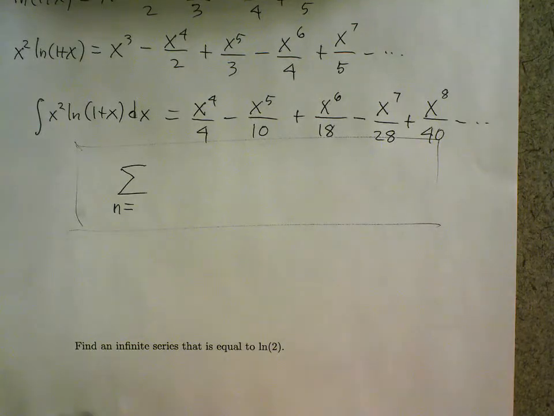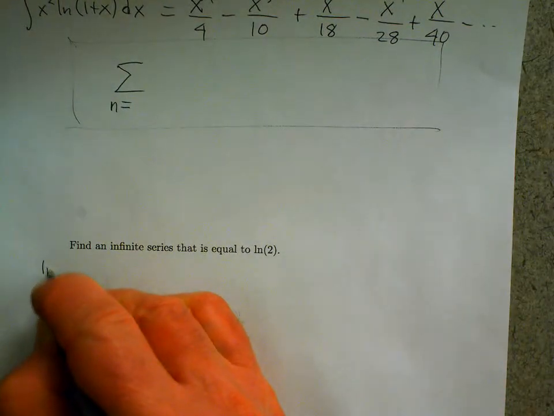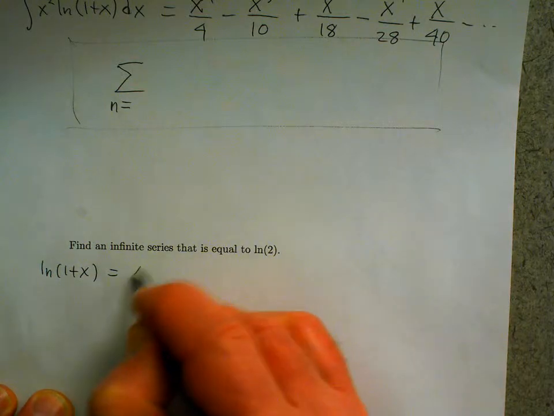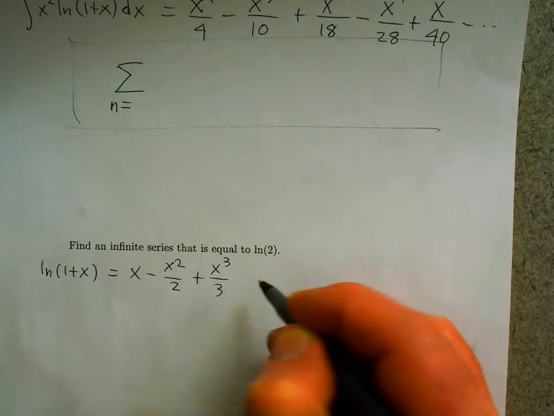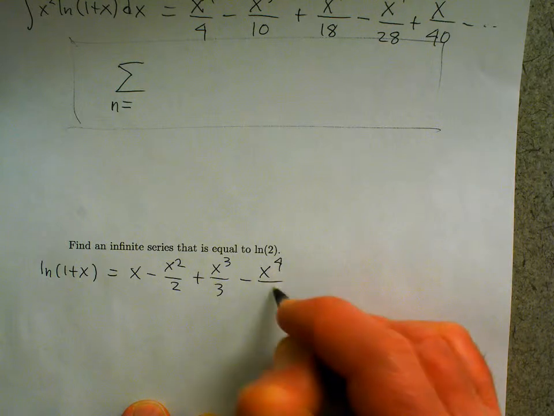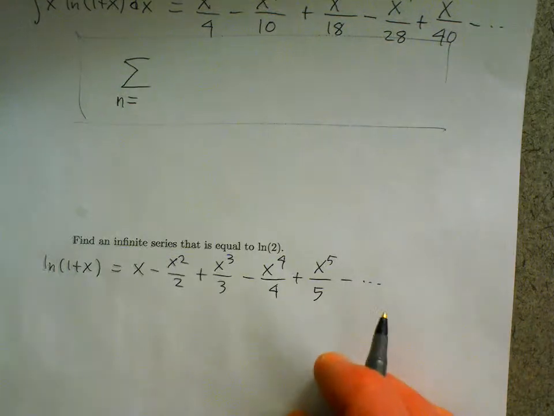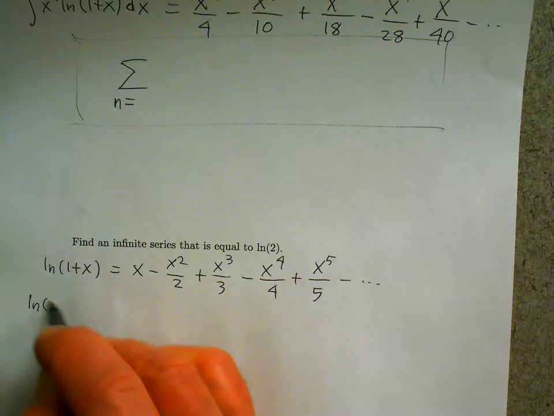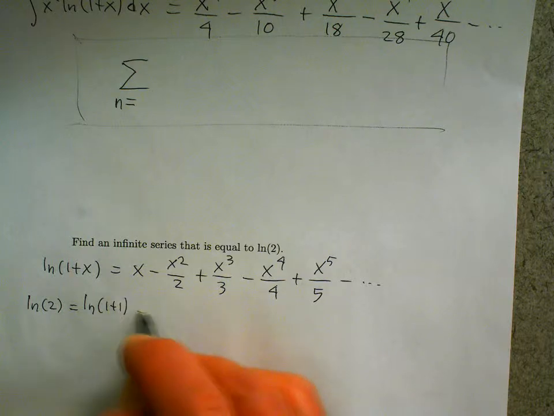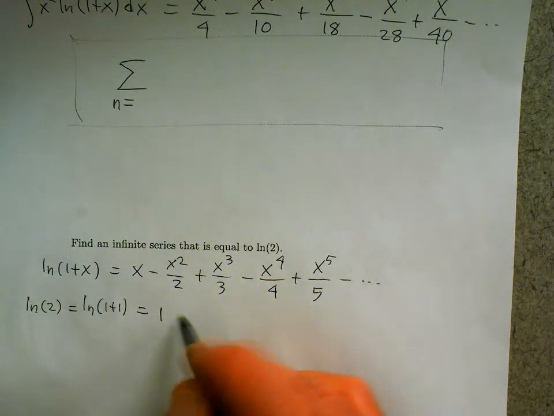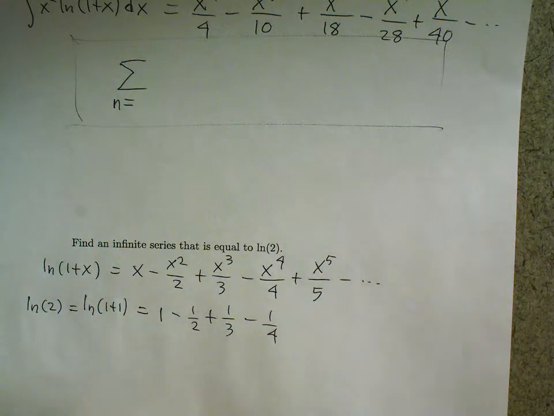Okay, I'll rewrite that since you can't see everything at once. So the natural log of 1 plus x is x minus x squared over 2 plus x to the third over 3 minus x to the fourth over 4, and so on. So the natural log of 2, using this function, is just the natural log of 1 plus 1, replace x with 1. We get 1 minus 1/2 plus 1/3 minus 1/4, and so on.